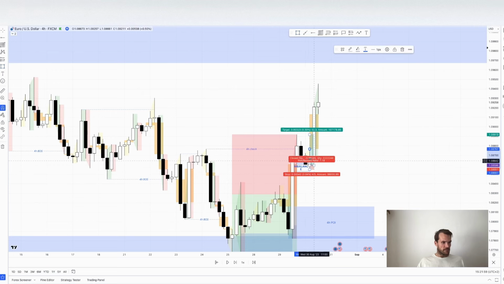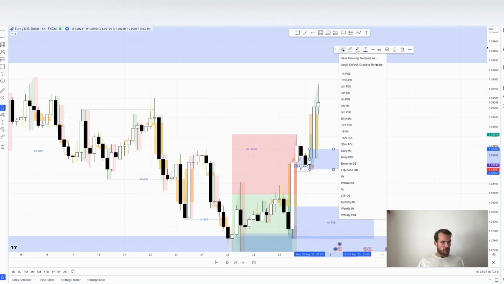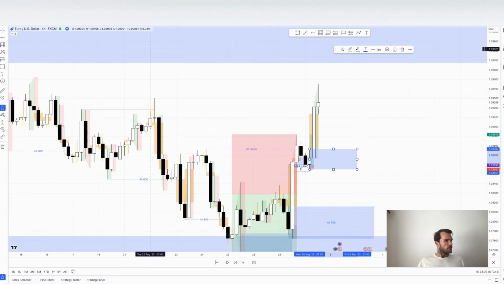But there is huge amounts of imbalance below. But it's more just for marking out whether there might be reactions out of that, not actually taking trades out of it. Let me jump on the 15 and see what we have here.